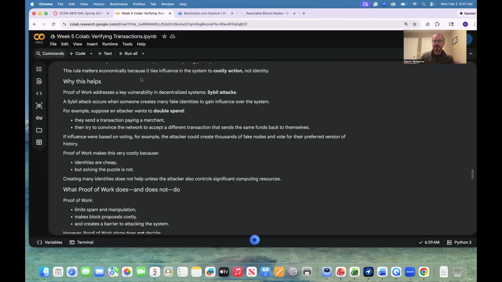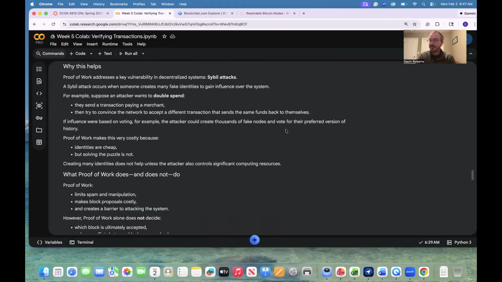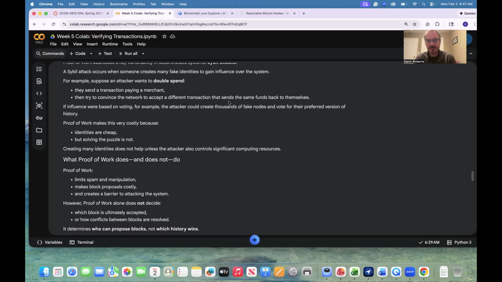This rule matters economically because it ties influence in the system to costly action. If I want to have influence on the cryptocurrency blockchain, I have to invest in this cost. I have to pay this cost, but I don't have to reveal my identity. Why something like this helps get us to this ordering issue: proof of work addresses a key vulnerability in decentralized systems, Sybil attacks. A Sybil attack occurs when someone creates many fake identities to gain influence over the system.